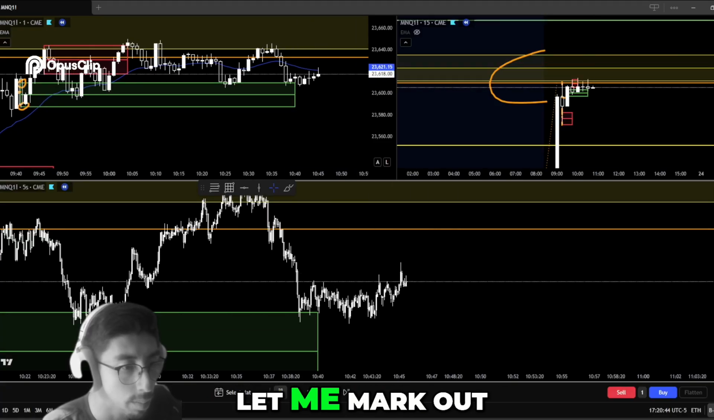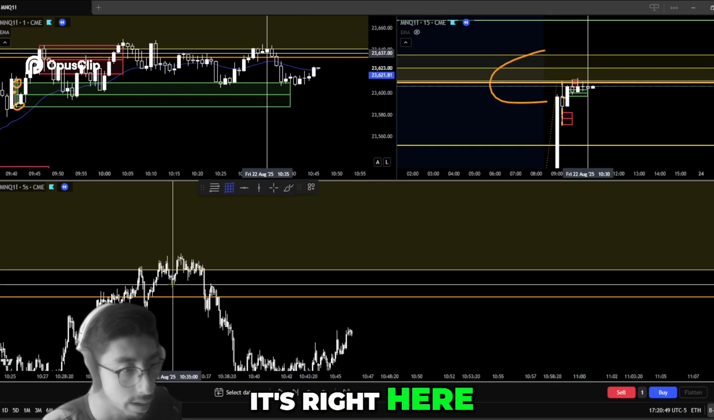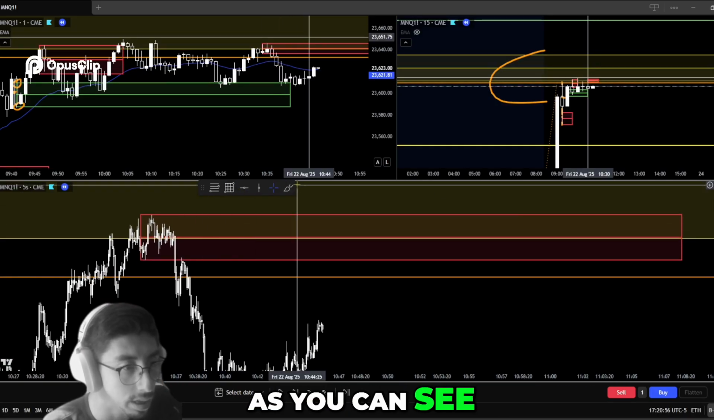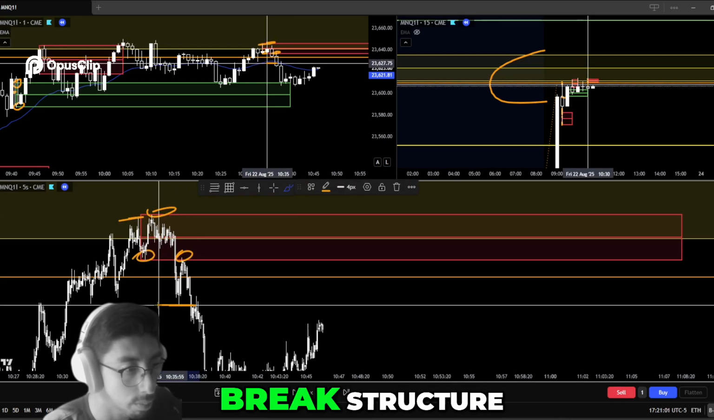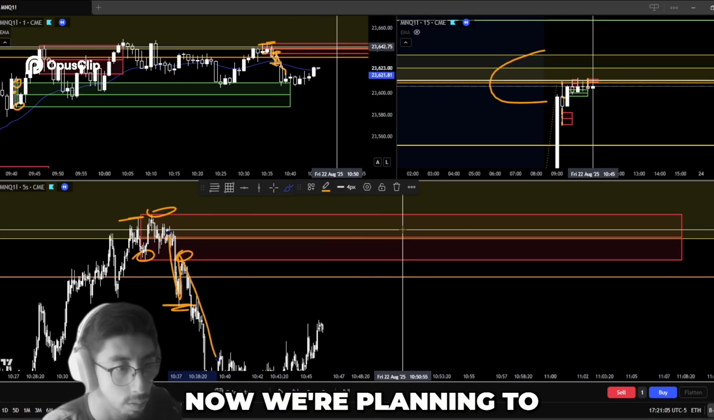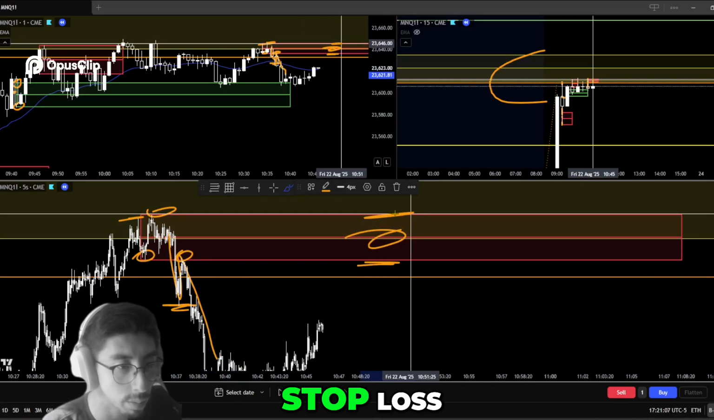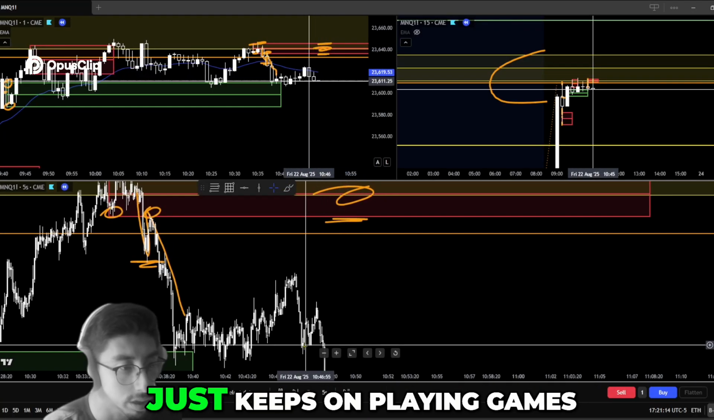Okay, let me mark out what I see right now. It looks like we're coming up to it. It's right here. As you can see, the swing high, the sweep, swing low, tap on the zone, break structure. So price came out, tapped the zone, broke structure. Now we're planning to enter at 50%, take profit below, stop loss 1 tick above. Let's see what ended up happening. Nope. Just keeps on playing games.